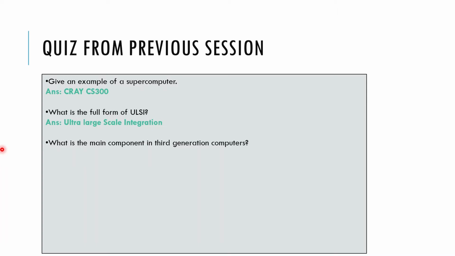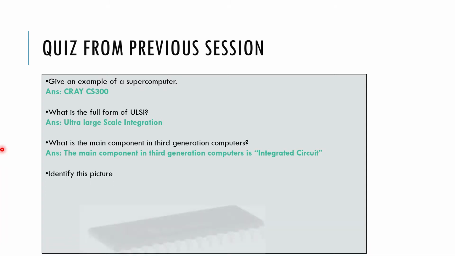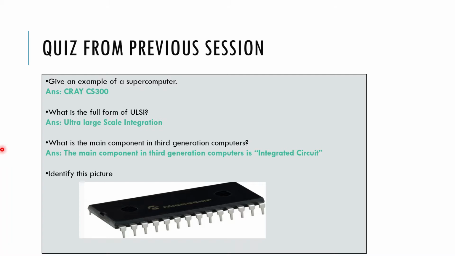Then, what is the main component in the third generation computers? And the answer is the main component in third generation computers is integrated circuit. The last one was identify this picture, and the answer is this is the picture of integrated circuit. Now, let's discuss part 4.